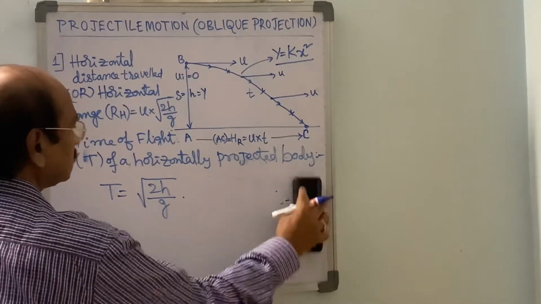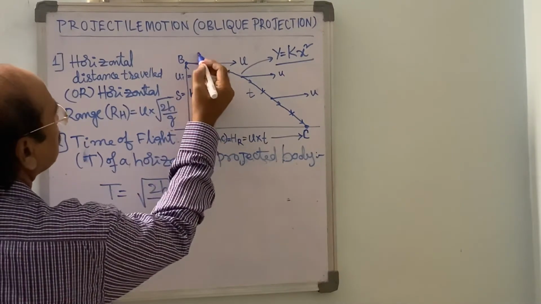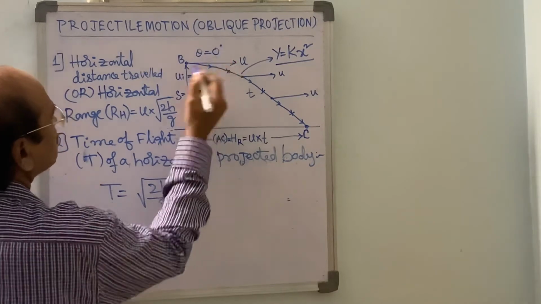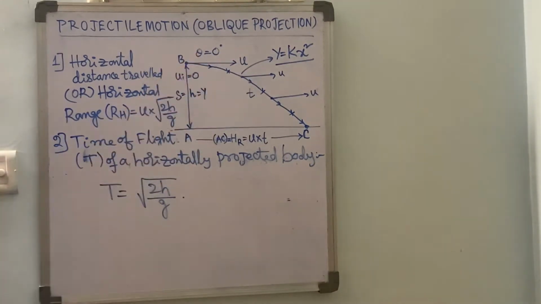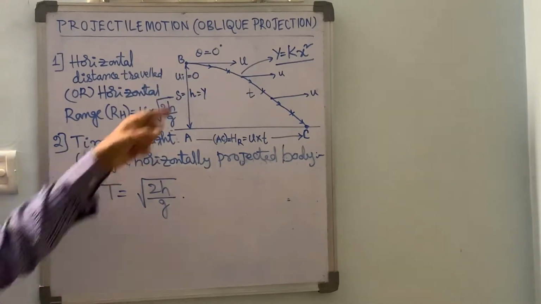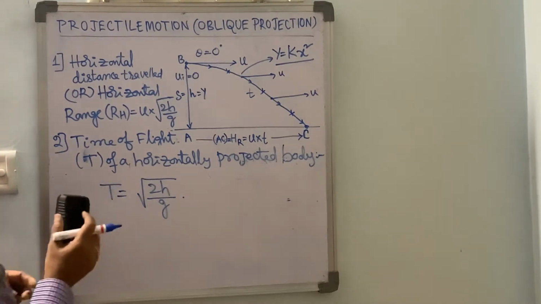Now in this case, theta is equal to 0 as the body is projected parallel to the horizontal direction. Angle of projection is theta equal to 0 degrees in this case. Now when we consider oblique projection, theta is other than 90, that is, 0 degrees is less than theta is less than 90 degrees.